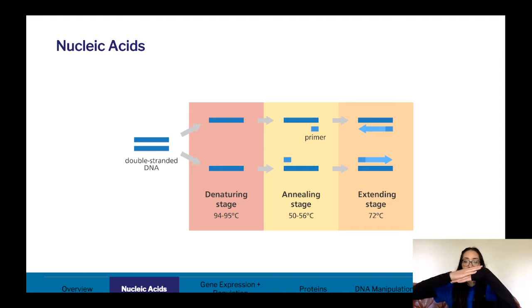So denaturation: separate the double strands of DNA into two separate ones. High temperature, because you want to break the hydrogen bonds between the double strands. Then annealing: add the primer in. The primer is kind of like kick-starting the process. You want a cooler temperature. Extension phase: you want to add free nucleotides and it will extend it further.